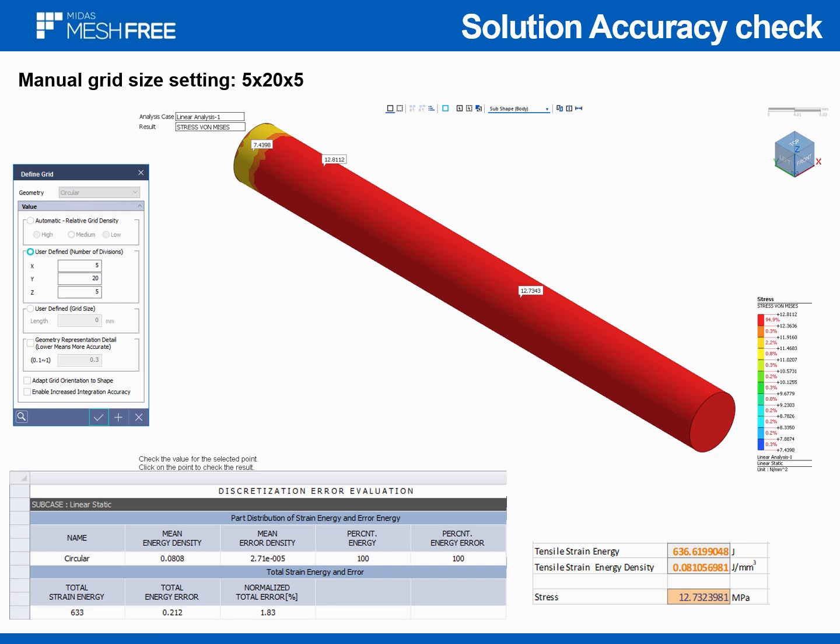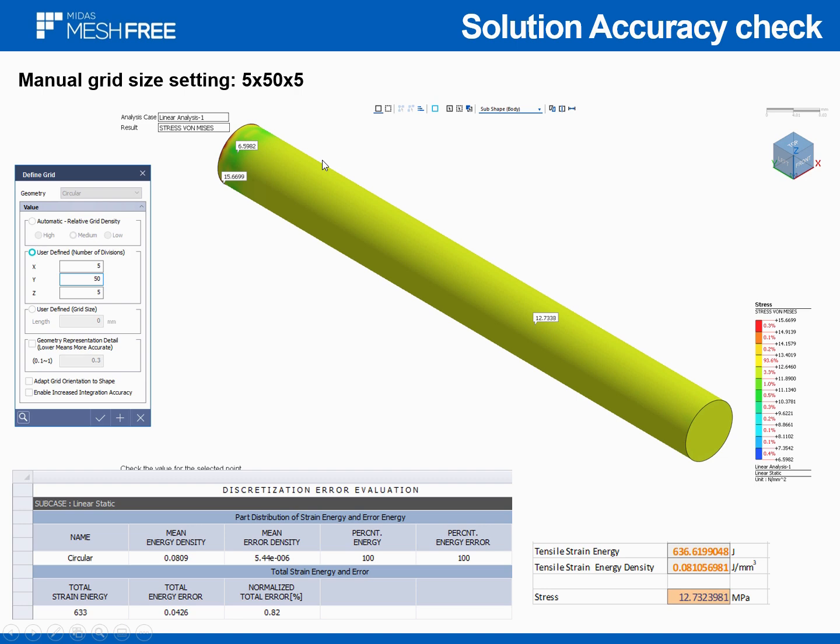The next case shows the model size 5, 20, and 5 for the zeta. Total error again 1.83. The strain energy value is the same, but we still got the maximum point not in the correct position.